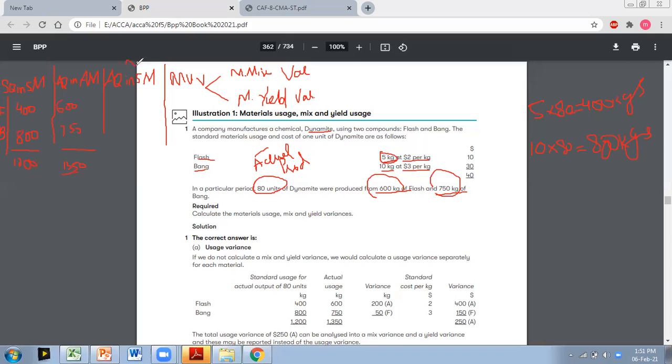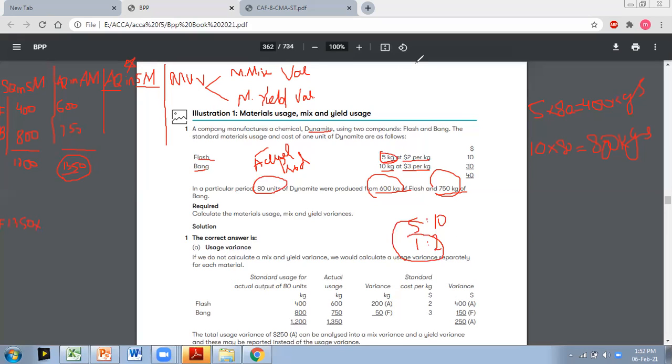Now, in order to solve the third column, look at this very carefully. We need actual quantity and standard mix. The actual quantity is 1350, right? And what is the standard mix? Standard mix is 5 units of flash and 10 units of bang. You can simplify it into 1:2 also. So we have to multiply this actual quantity with the standard mix for flash and bang.